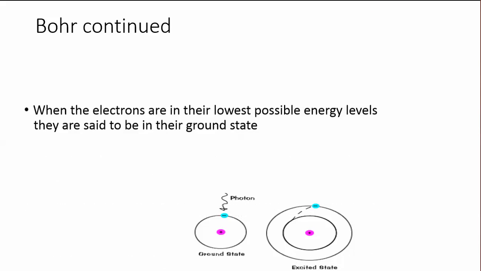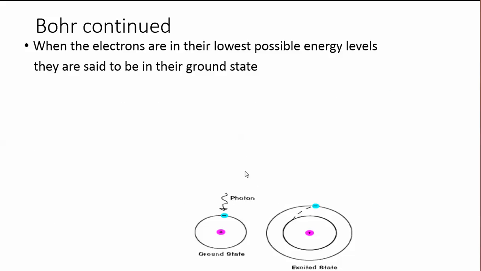Okay, so one of the other important things was Bohr had said that the electrons have to be in this lowest possible energy level, and that's called their ground state. So if we look here and we have one electron, it's going to be in that first energy level. That's its ground state.